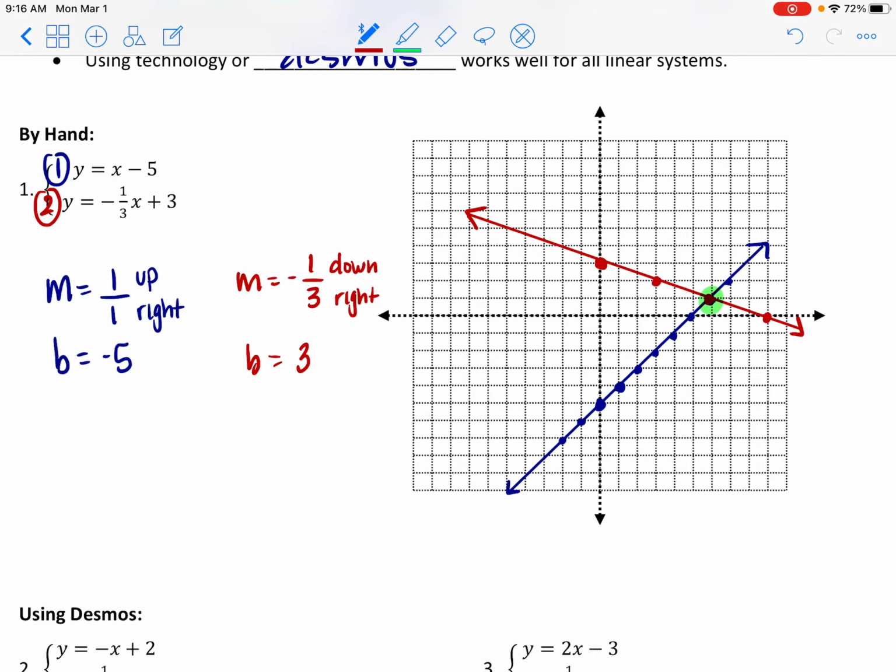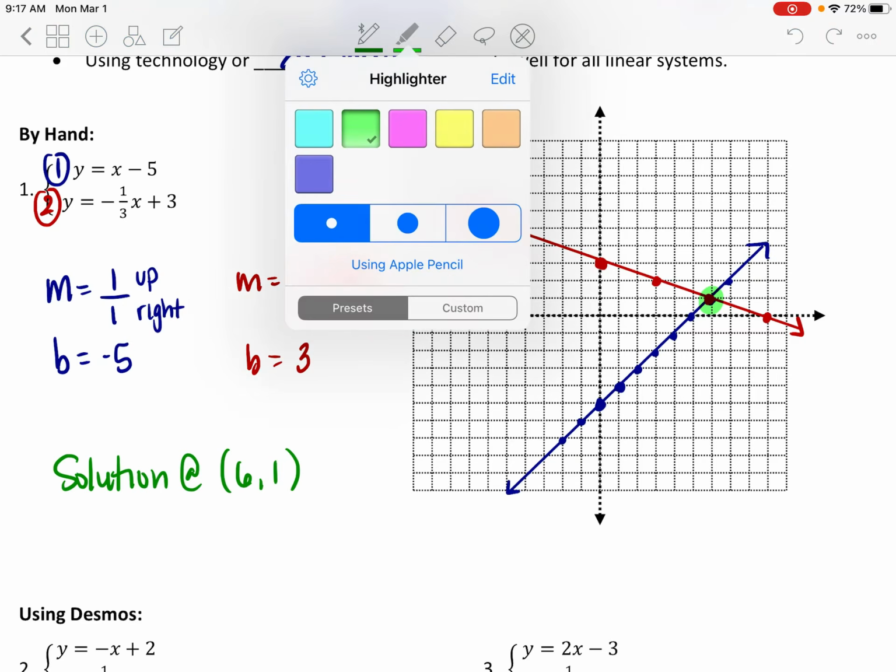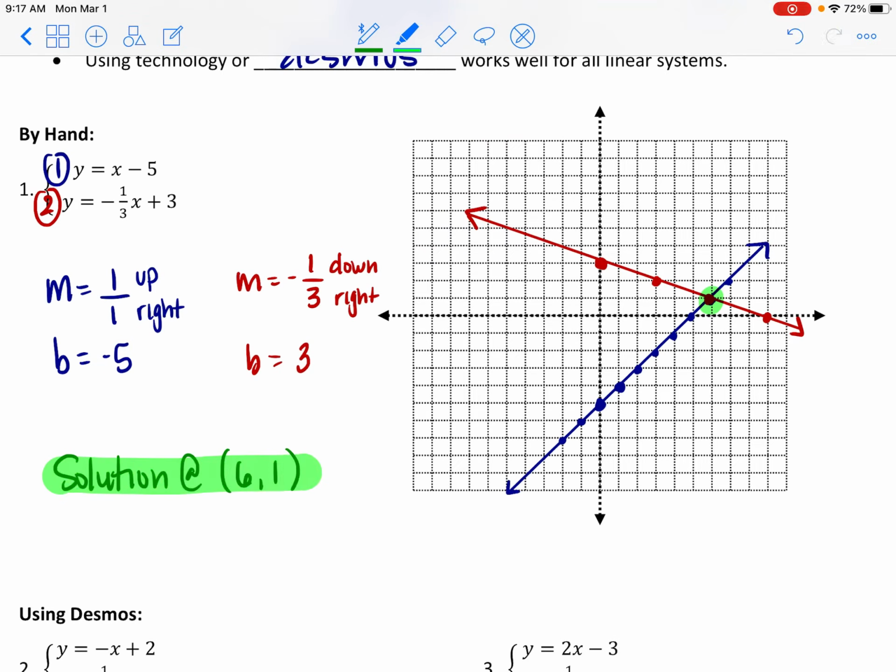So I can see that my solution is at the point, where is that? 1, 2, 3, 4, 5, 6, and 1. And just so we can see it, let's get a little bit of a bigger highlight on that. There we go. Okay, so that's a solution from my graph.